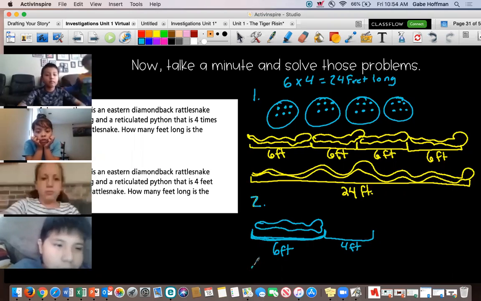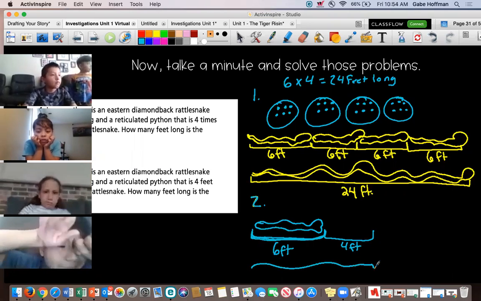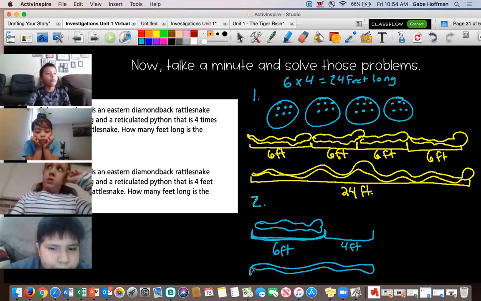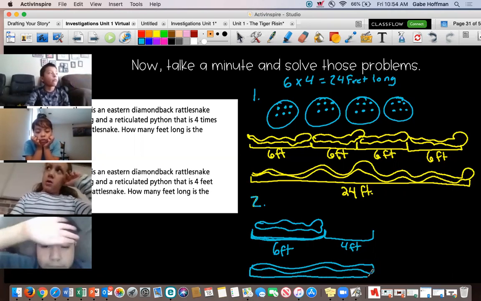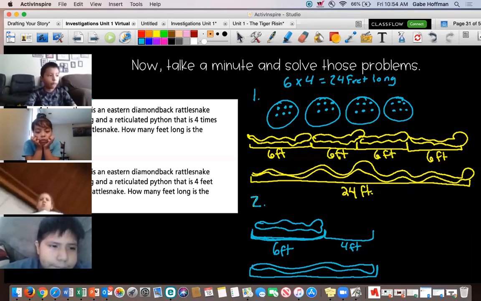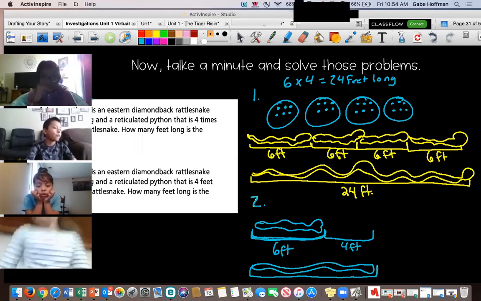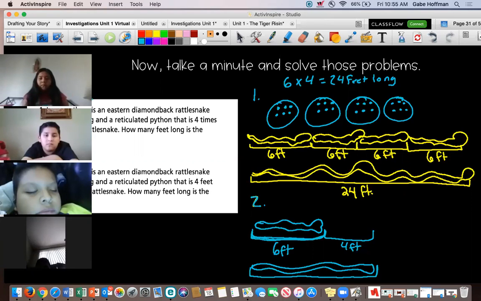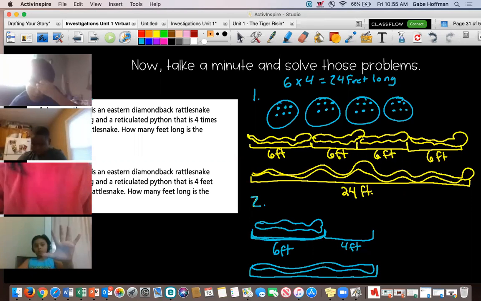So when I draw out that python, what am I going to do to find the total length of that python? This one's a little tricky. What do I have to do to find the total length of that python if it's the rattlesnake's 6 feet long and the python's 4 feet longer? You got your drawing right there. What do I need to do with those 2 numbers? Am I multiplying them? Y'all got to give us something. I have a bunch of people just staring blankly at me. Clay, what am I going to do?